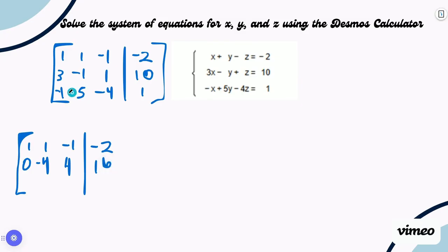Now let's figure out what I need to do to row 1. What is the additive inverse of negative 1? Well, the additive inverse would be positive 1. So I need to multiply row 1 by 1 to get to where I can add it to negative 1 and get 0. So this is going to be 0, because 1 times 1 is 1, minus 1 is 0. 1 times 1 is 1, plus 5 is 6. 1 times negative 1 is negative 1, plus negative 4 is negative 5. 1 times negative 2 is negative 2, plus 1 is negative 1.